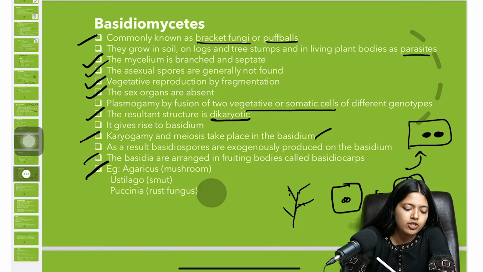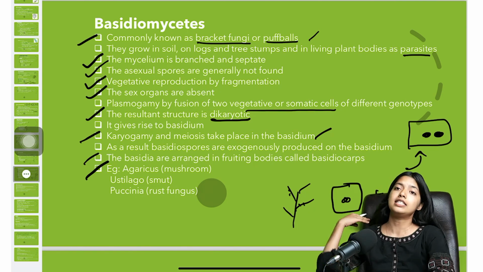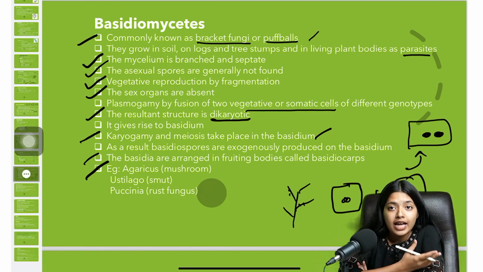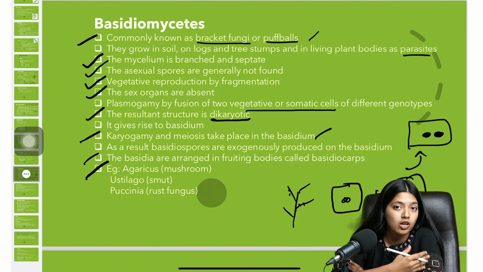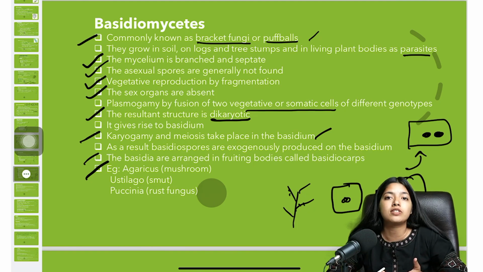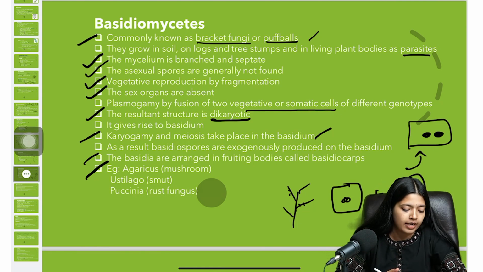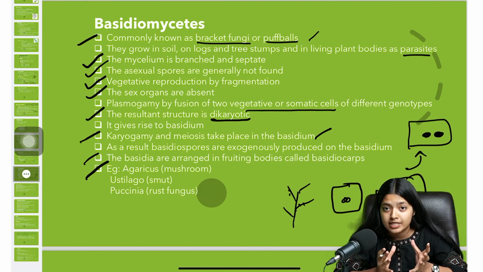Once again, basidiomycetes are known as bracket fungi or puffballs. They grow in soil, logs and stumps, and in living plants as parasites. Their mycelium is branched and septate, that means septa or cross walls are seen. Asexual spores are generally not seen. Vegetative reproduction can occur by fragmentation. There are no special organs for sexual reproduction. Sexual reproduction occurs where any two vegetative cells fuse together. Then there is a dikaryotic phase, and after the dikaryotic phase, the structure basidium is formed.